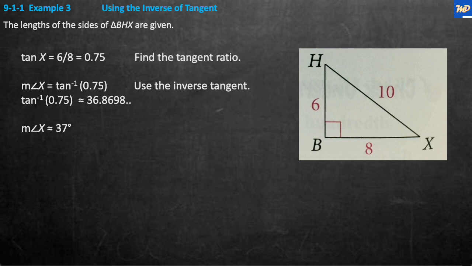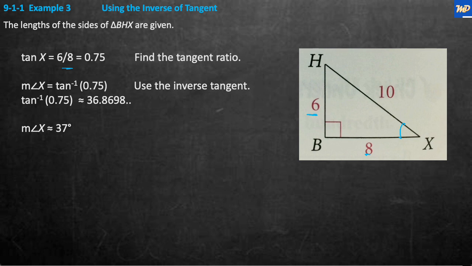So we're looking for angle x, the tangent of x. Here's x, right here, and we want the tangent. So it's the opposite divided by the adjacent. And there's our 6 divided by 8, or 0.75, or 3/4.